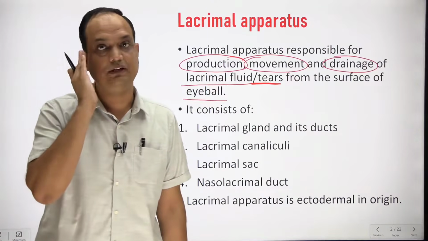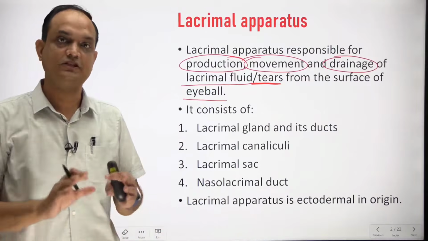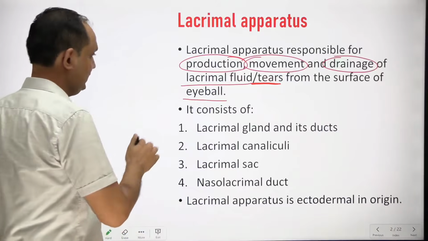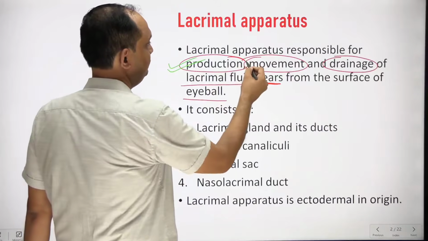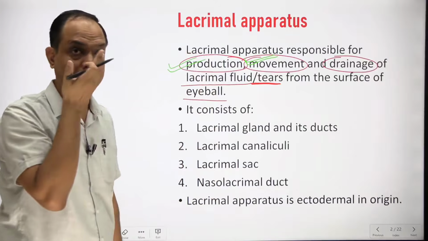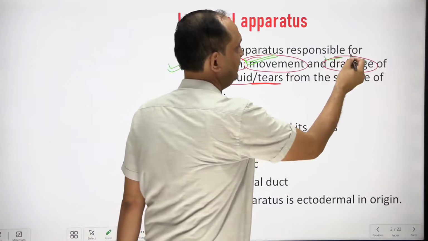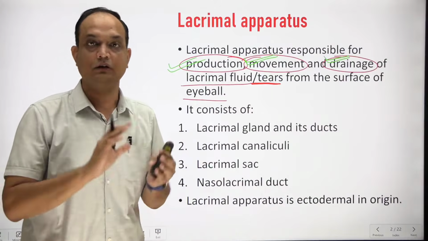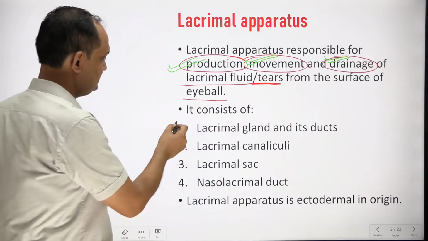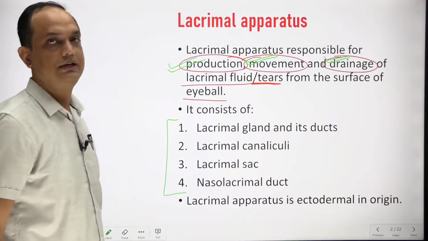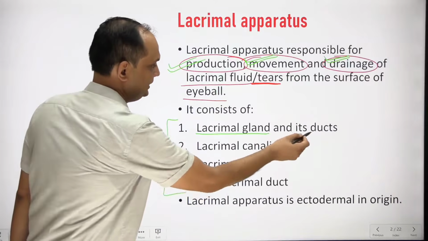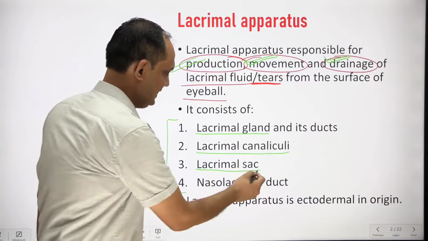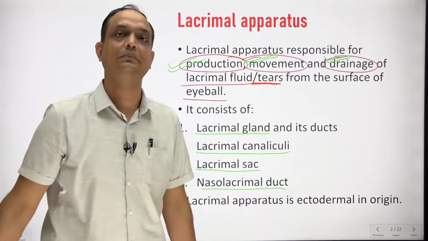तो जो eyeball की surface है, इस eyeball की surface पे आपका जो लैक्राइमल फ्लूइड है, इस लैक्राइमल फ्लूइड के प्रोडक्शन के लिए, इस लैक्राइमल फ्लूइड के आईबॉल के ऊपर मूवमेंट के लिए और उस फ्लूइड के ड्रेनेज के लिए रिस्पॉन्सिबल कौन है? लैक्राइमल एपरेटस. नाउ दिस लैक्राइमल एपरेटस कंसिस्ट ऑफ दीज कंपोनेंट. वन इज द लैक्राइमल ग्लैंड एंड इट्स डक्ट, सेकेंड इज लैक्राइमल कैनालिक्यूली, lacrimal sac and nasolacrimal duct.